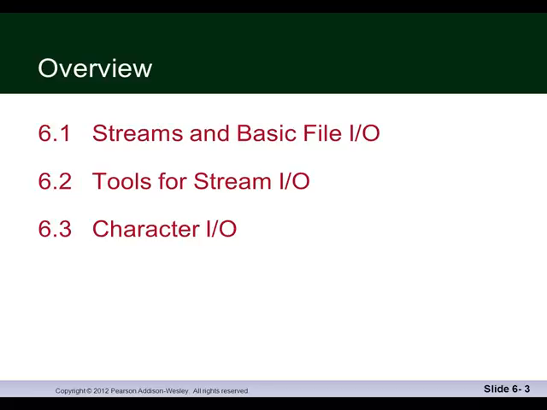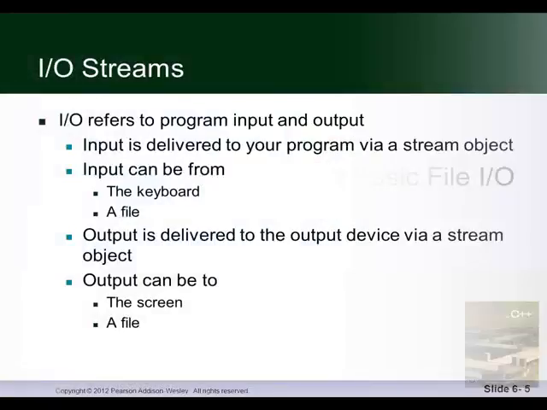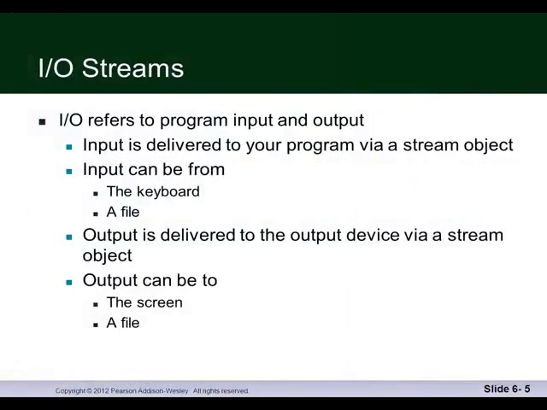First we're going to talk about the streams, basic file I/O, tools for stream I/O, and character I/O. We're going to get into that. So when we're talking about the I/O, that's input output. The standard input is what? The keyboard. So when we're asking the user to put something into our program, usually so far we have been taking it in from the keyboard. And when we are displaying something, it's automatically going to go to what? To the screen, right?